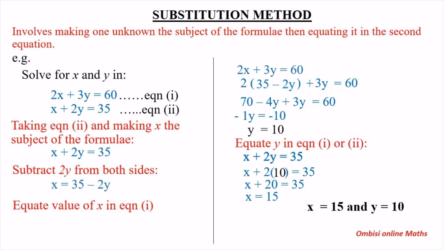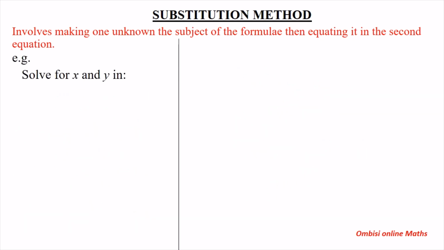We can go ahead and look at another example using the substitution method. This one says solve for the value of x and y in the following system of equations. We have 3x minus 5y equals -9, then 5x plus 2y equals 16. So we are going also to call this one equation 1 and this one equation 2.